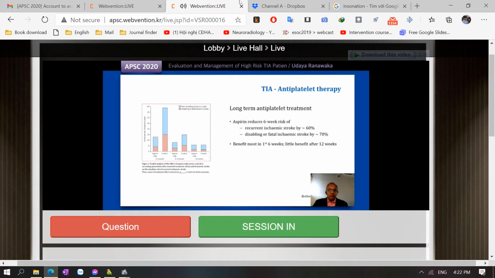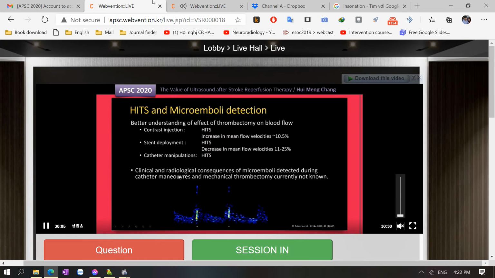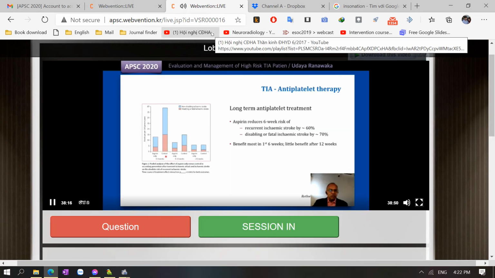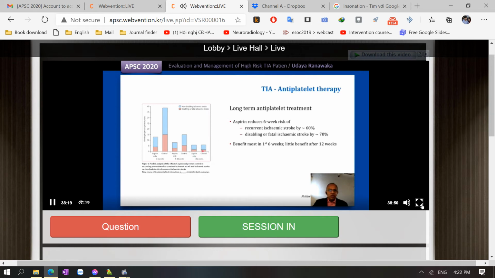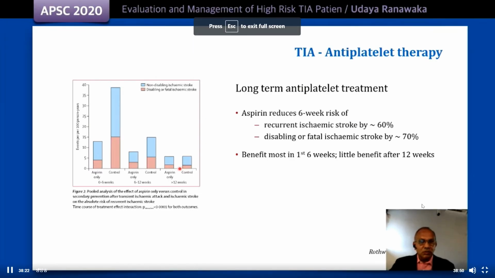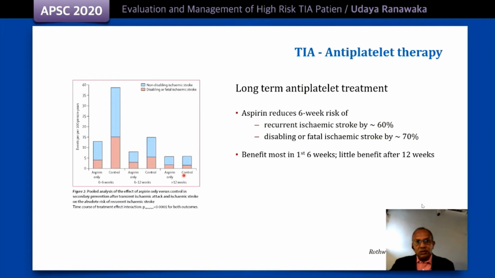What this recent meta-analysis has shown is that aspirin is associated with large reductions in stroke risk, up to about 60% of recurrent ischemic stroke and about 70% of disabling or fatal ischemic stroke. And what it has also shown us is that the benefits in risk reduction are mainly within the first 6 weeks. But after 12 weeks, there is hardly any difference between aspirin and placebo. So the benefits are very little after 12 weeks. And that's where perhaps the benefit of a combination of aspirin and dipyridamole would come in, where the combination has been shown to be very beneficial after 12 weeks.